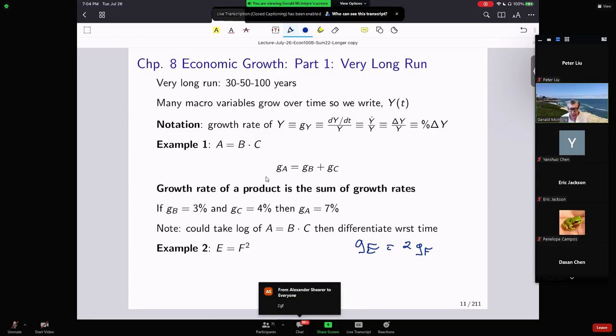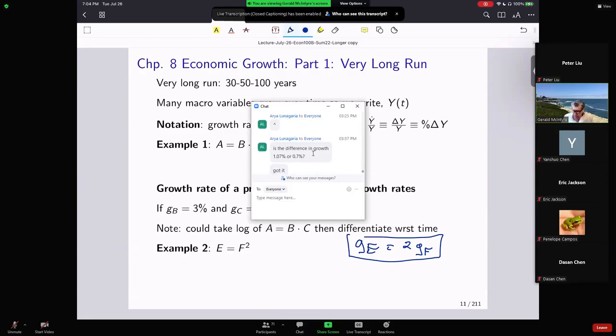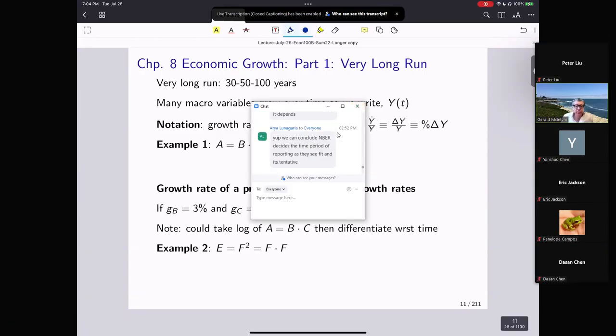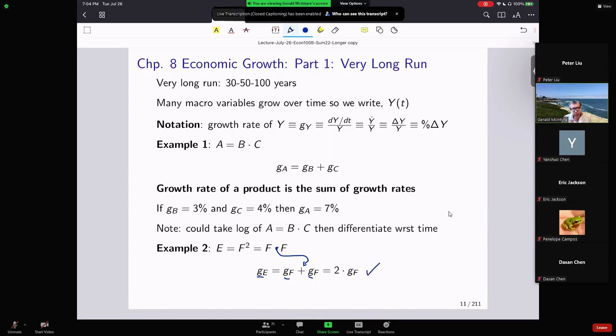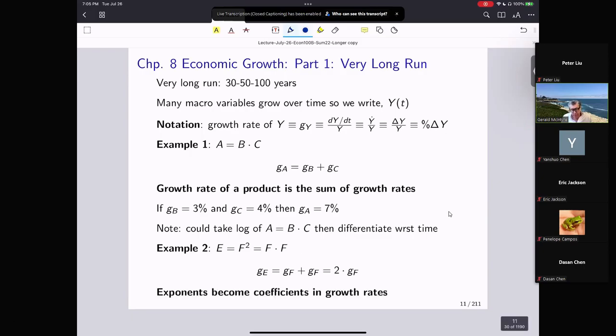To see why this is the answer, remember what F squared is. F squared is F times F, and now we have a product. And we know products become sums in growth rates. So if we look at the growth rate of E, it must be the growth rate of F, the first one, plus the growth rate of F again, which is 2 times the growth rate of F. Be careful with that notation. Okay? So far, so good.